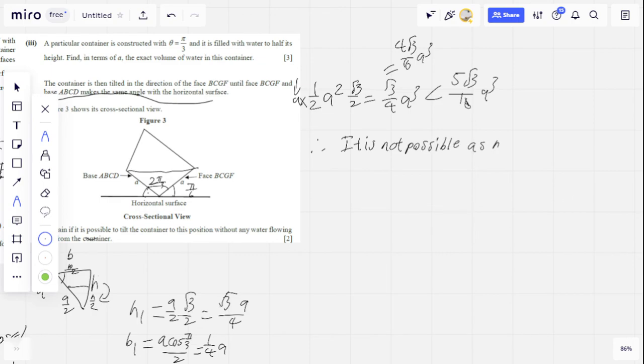As the maximum volume it can hold without spilling or without flowing is root 3 over 4 a cubed. Alright, so that's how we do this question, and that's what's going on in my mind in my lizard brain.